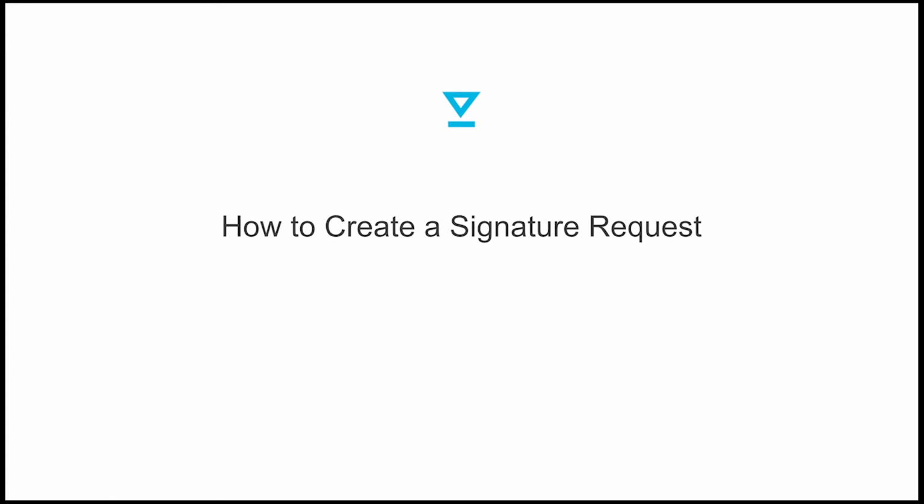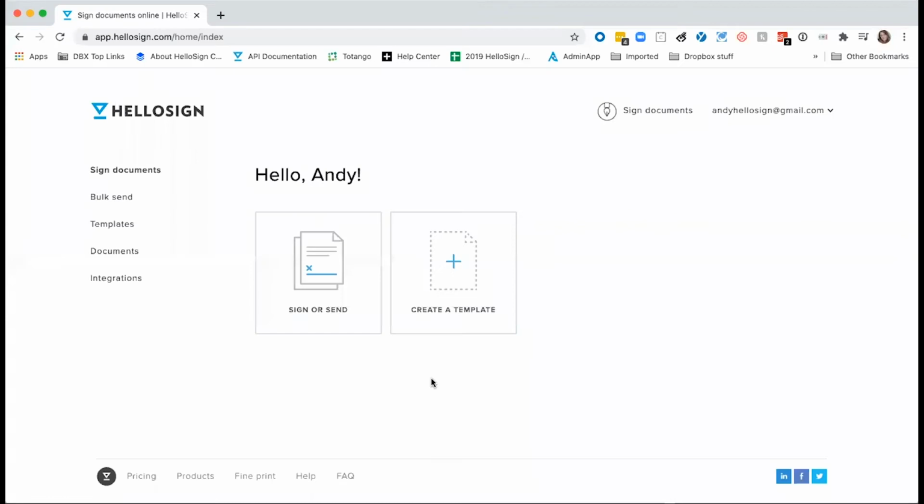Before your documents can be signed by your signers, you need to set them up and send them out for request. Let's take a look at how to set up your signature requests. Your first step is selecting Sign or Send.